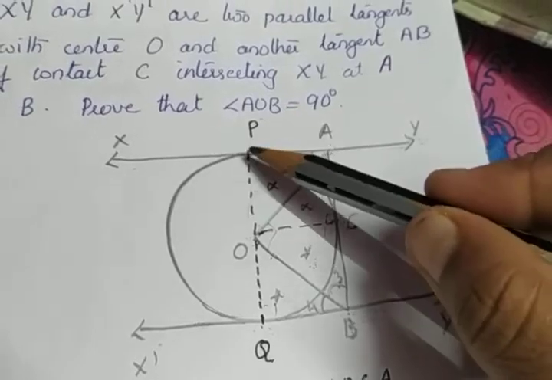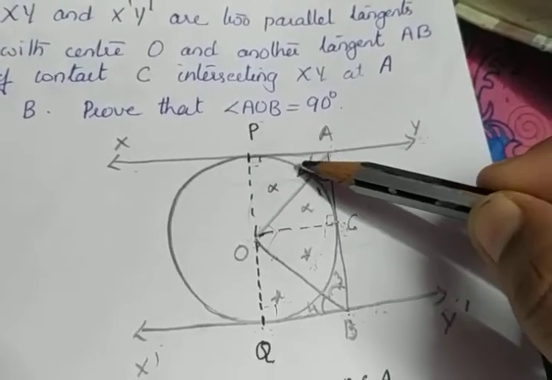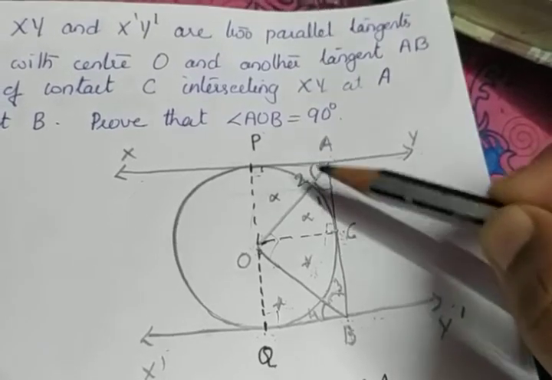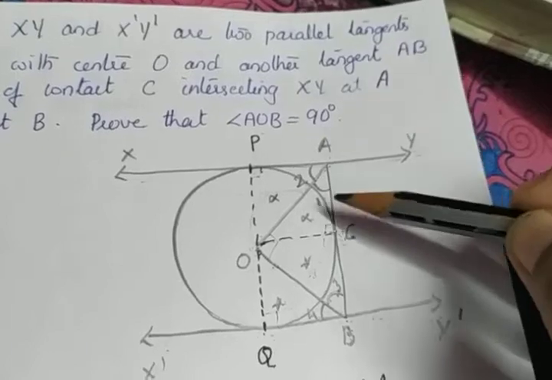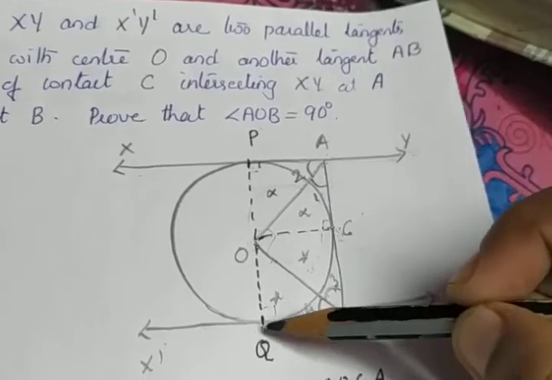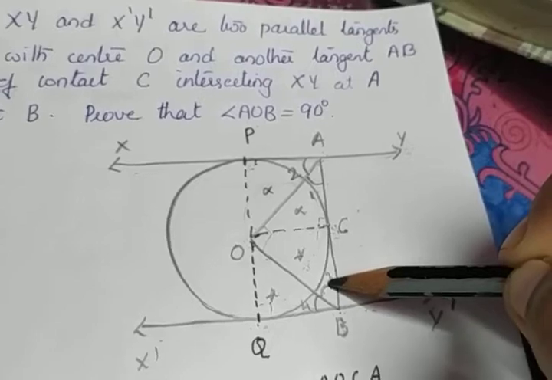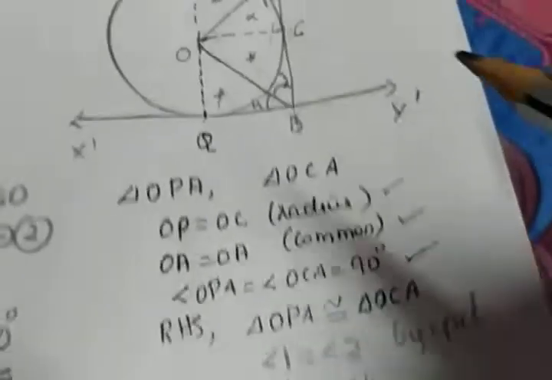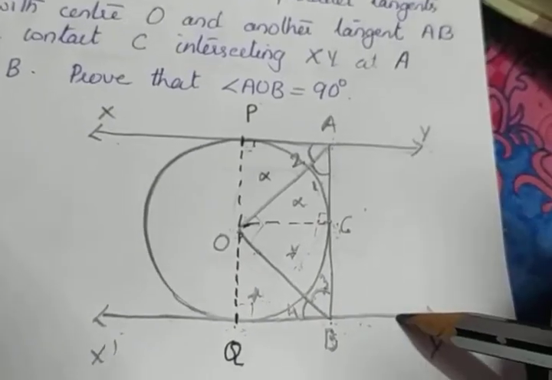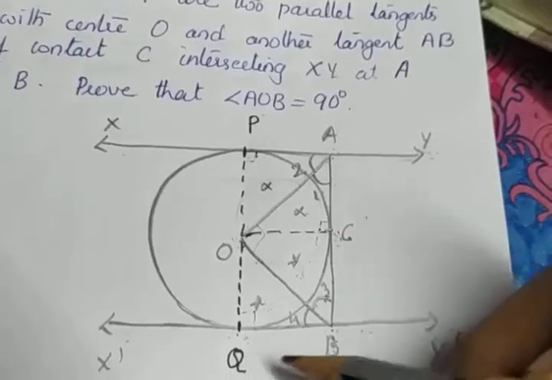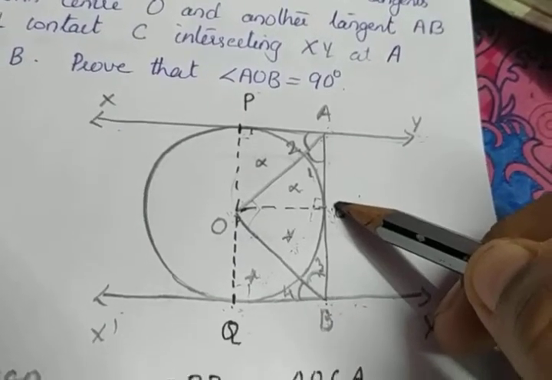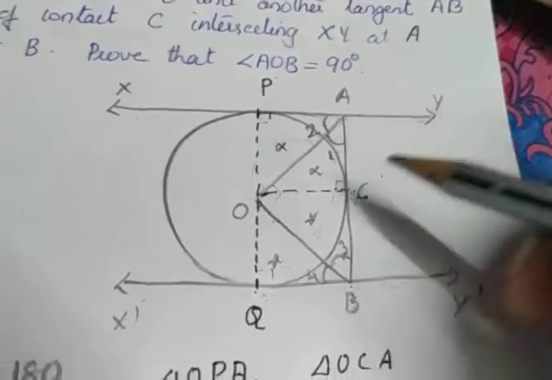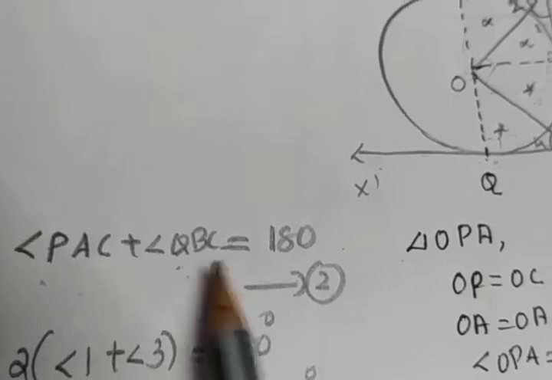Then we took angle PAC. PAC is actually angle 1 plus angle 2. Instead of angle 2, we replaced it by angle 1. So angle PAC can be written as 2 times angle 1, and QBC can be written as 2 times angle 3. That is how we get the first equation. To get the second equation, we applied the parallel properties of the lines. Angle PAC and angle QBC are the interior angles on the same side of the transversal, and their sum is 180. So we get the second equation: PAC plus QBC is 180.